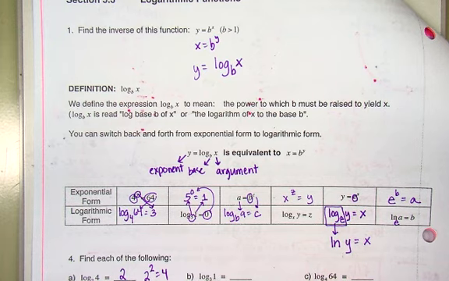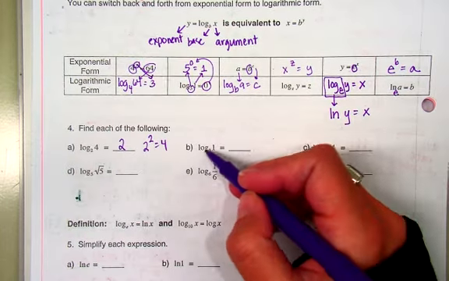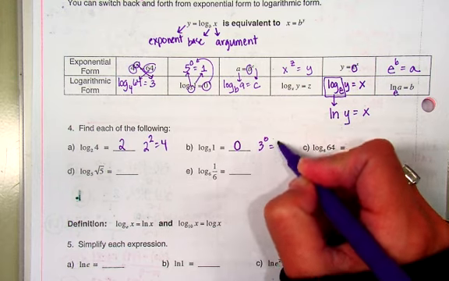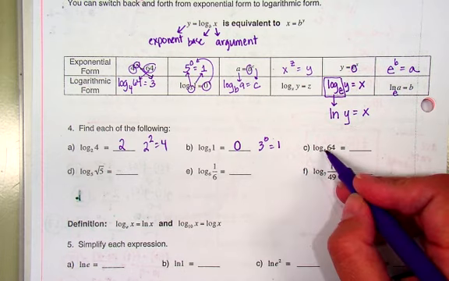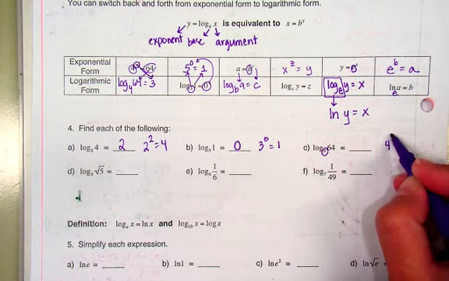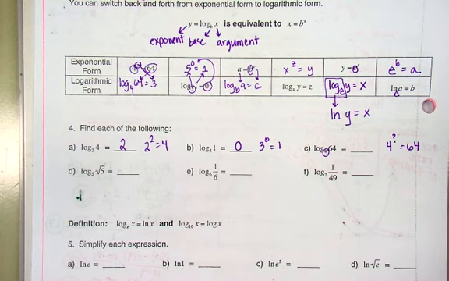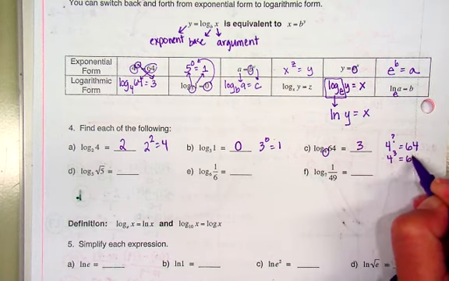Okay, 3 to what power is going to give me an answer of 1? Well, obviously 3 to the 0 power is equal to 1. So log base 3 of 1 is equal to 0. 4 to what power is equal to 64? That's what I'm asking here. So obviously it would be 3, because 4 to the third power is equal to 64.